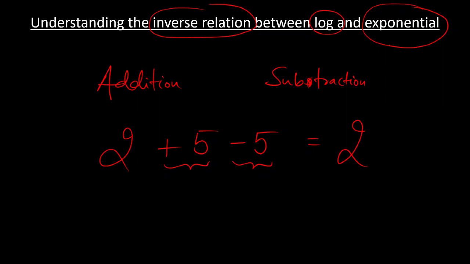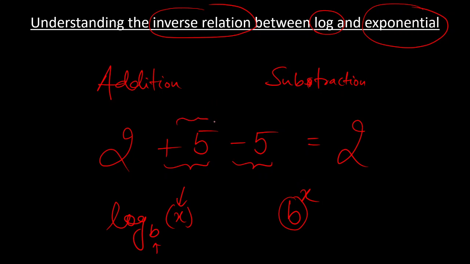Similarly, logarithm and exponential. Logarithm also has a base. Let's call that base b. And here you can put anything. So this is x. So this is a logarithmic function of base b. And exponential also has a base b. So this is an exponential function. Here this base is b. So logarithm also has a base. Exponential function also has a base. And if we apply these two functions in whichever order, we don't get a change in output. Just like when we add something and subtract the same thing from a number.